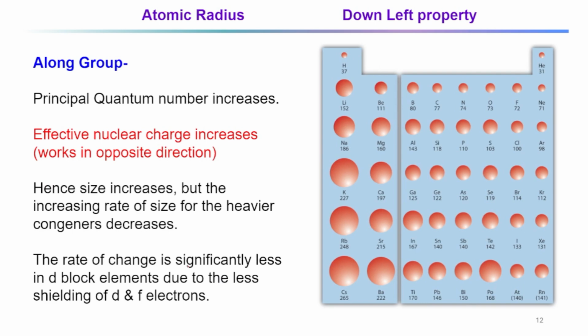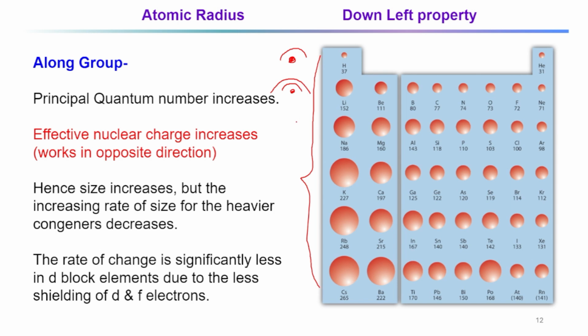Now next, see the periodic trend of atomic radius along a group. Along a group means we are going from top to bottom this way. So what are the factors there? Along a group, the principal quantum number increases, which means the shell number increases. In the first one, we have the nucleus and only one shell, whereas in this one we have the nucleus, one shell like this, and one more shell on top of this.